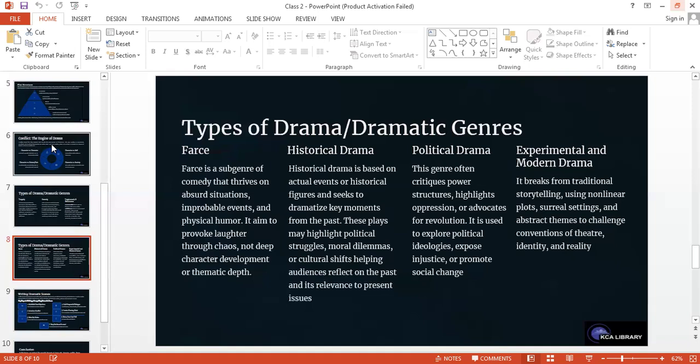We also have the political drama. This genre often critiques power structures. It highlights oppression or advocates for revolution. It is used to explore political ideologies, expose injustice, or promote social change. And the last one is the experimental and modern drama. This breaks from traditional storytelling, using non-linear plots, surreal settings, and abstract themes to challenge conventions of theater, identity, and reality.